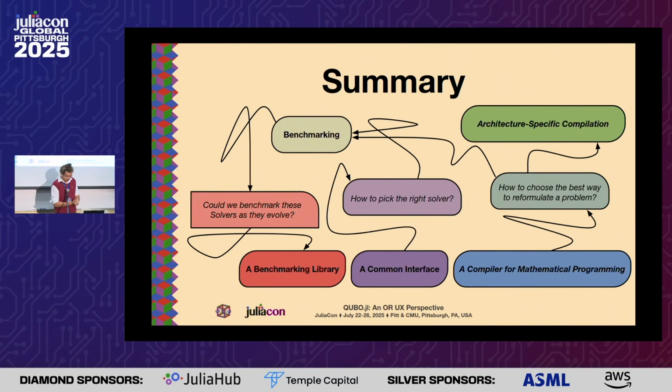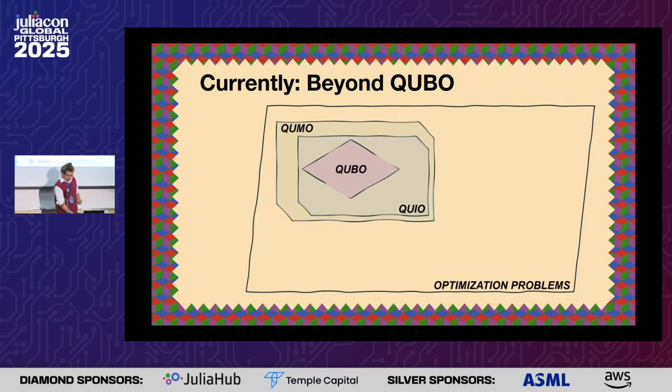So in summary, our goals were just to have a common interface and a compiler that allowed us to run more complex problems, such as the one for operating power plants. And this led us to some questions going forward. How can we pick the right solver, and how can we choose the best way to reformulate a problem? This led us to benchmarking, and benchmarking led us to have a library. And currently, we are taking steps beyond QUBO, because of this whole thing of having an interface that makes it so user-friendly and accessible, I would say.